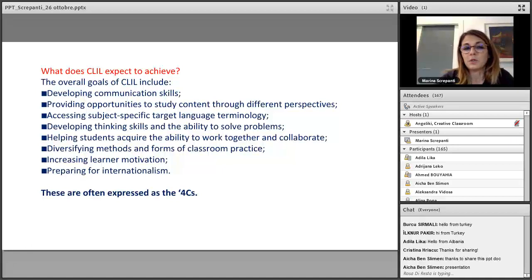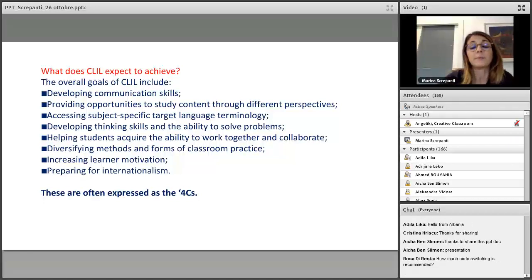What are the expectations? So what does CLIL expect to achieve? The overall goals include developing communication skills, obviously in the foreign language, but not only the foreign language, also the creation of thought, providing opportunities to study content through different perspectives, also intercultural perspectives, accessing subject-specific target language terminology. It's what we call micro-language, developing thinking skills and the ability to solve problems. And this is very important.